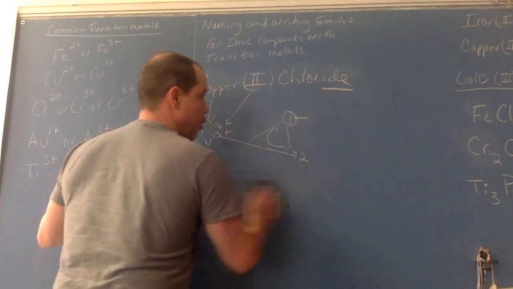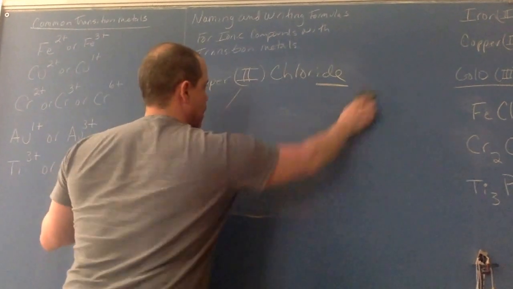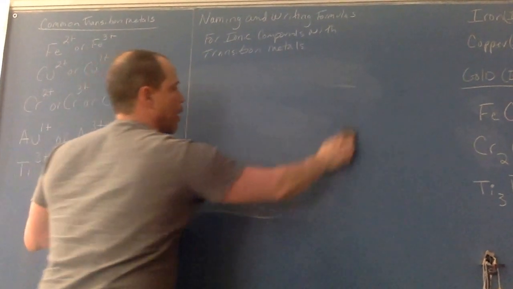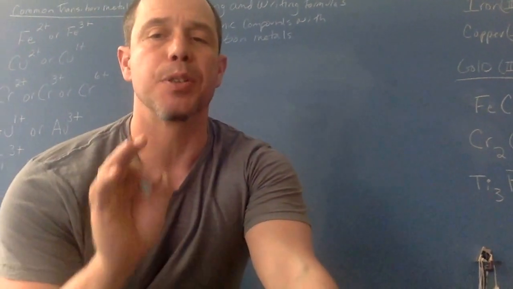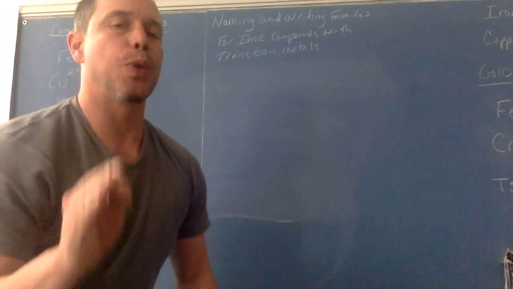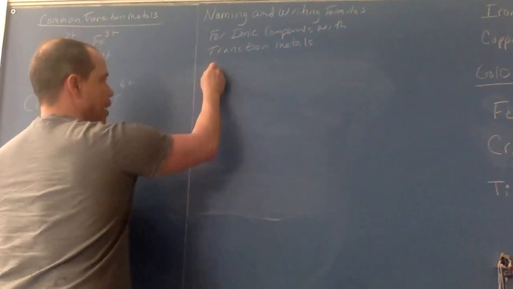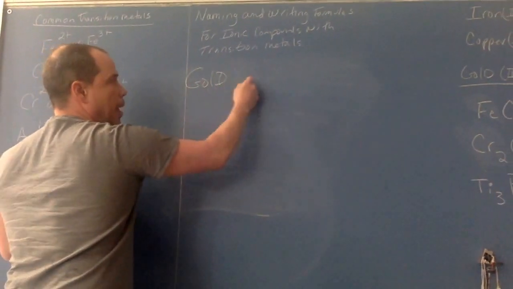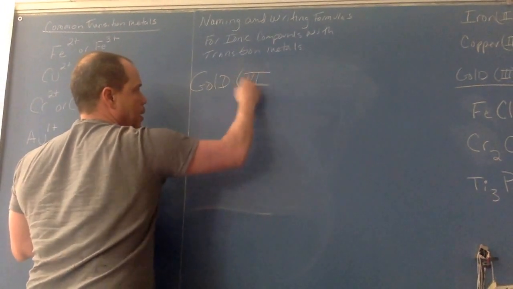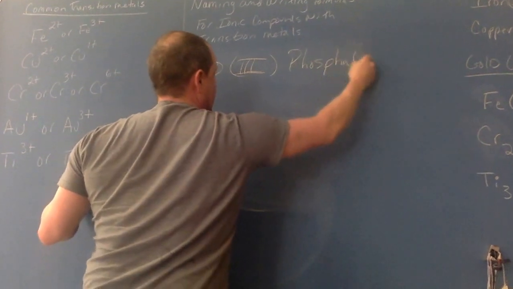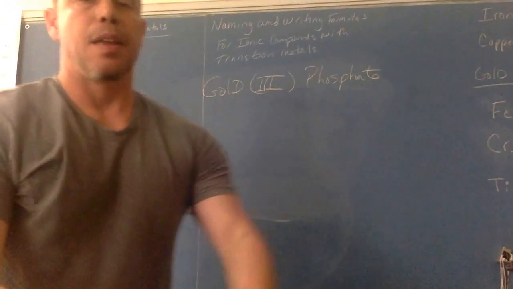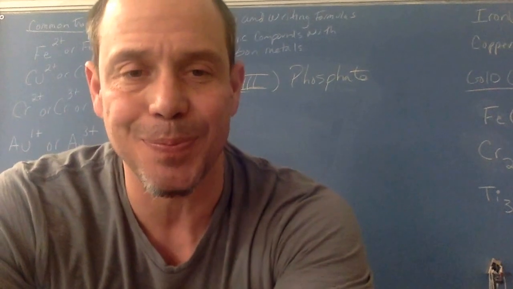The very next one we're going to do is gold 3 phosphide. Gold 3 phosphate. We're going to do gold 3 phosphate. So we'll write that down. Gold 3 phosphate. All right, so again, I have a cation.